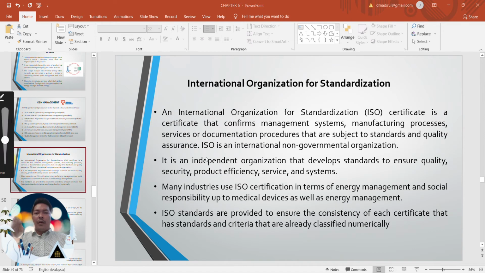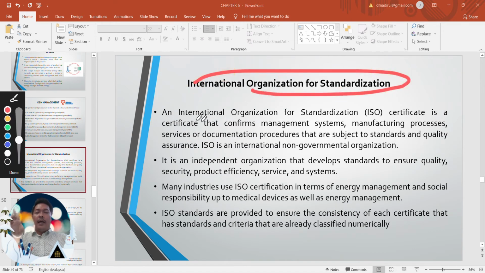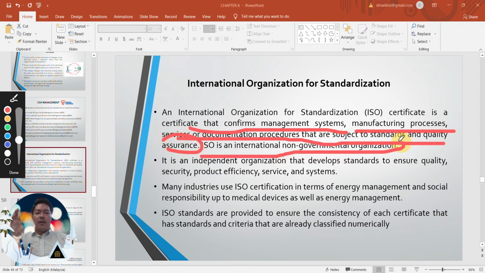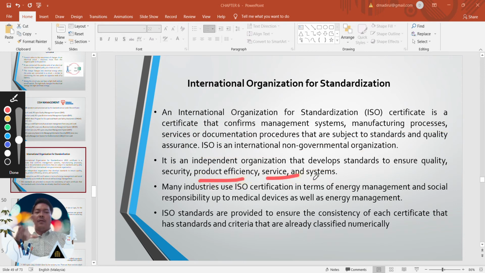In the International Organization for Standardization, the abbreviation of which is ISO, a certification is a certificate that confirms a management system, manufacturing process, service or documentation procedure is subject to standards and quality assurance. ISO is an international non-governmental organization. It is an independent organization that develops standards to ensure quality, security, product efficiency, service, and systems are within the standard that should be set.